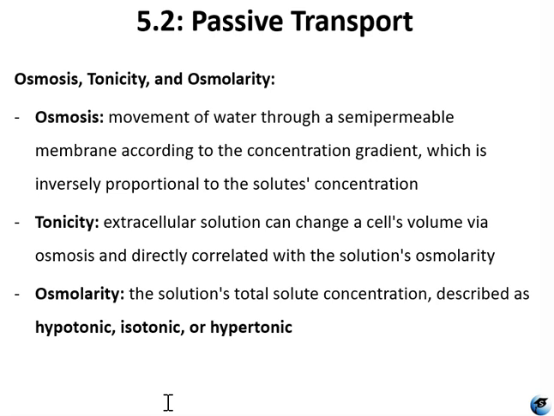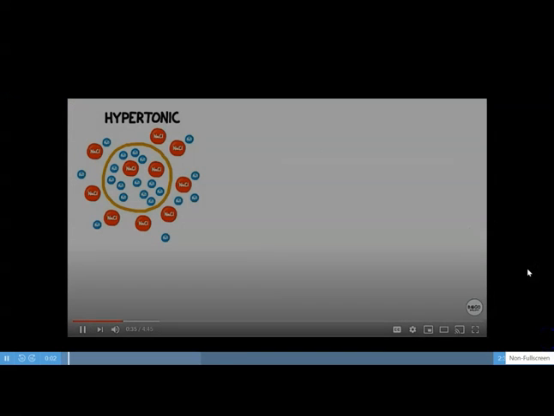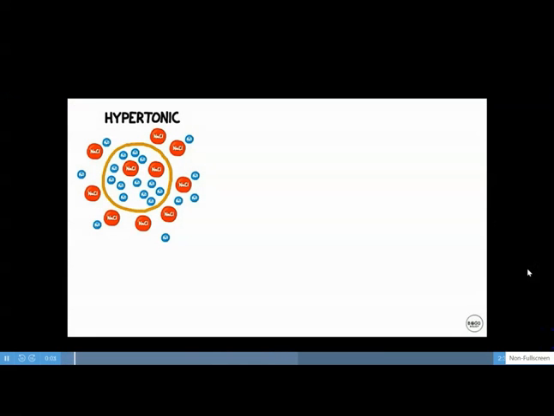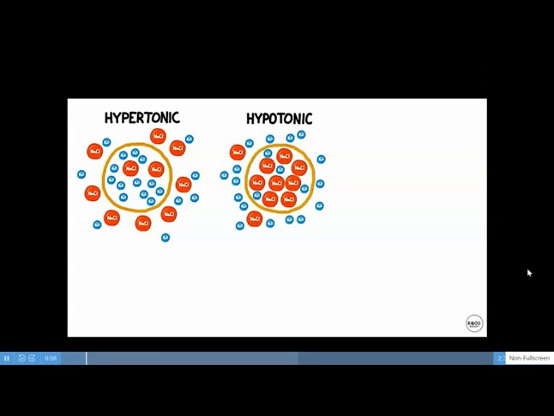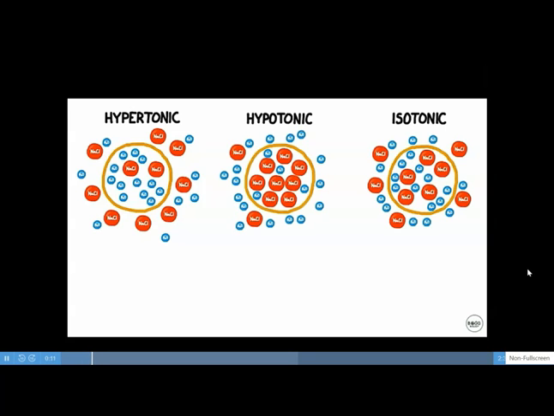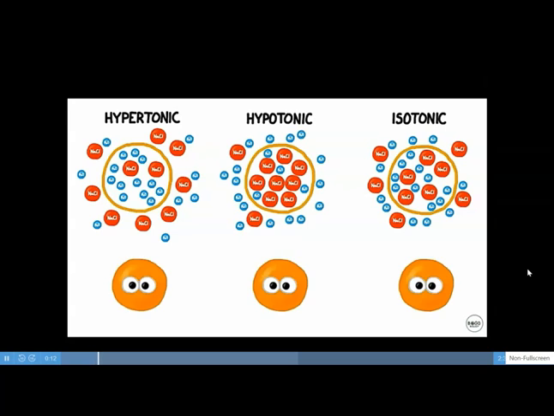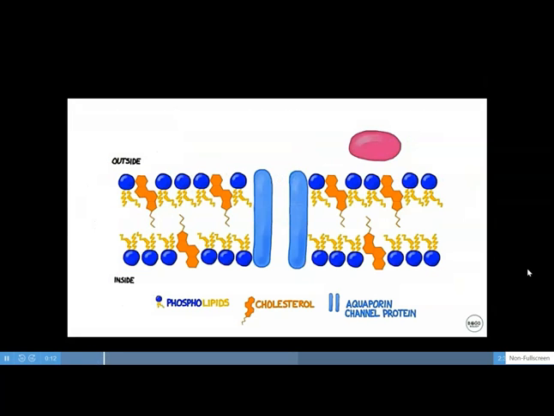I'm going to show you this little clip here that helps to visualize these concepts. We're going to explore what happens when you place a cell in a solution that is much more salty, hypertonic, much more watery, hypotonic, or has an equal salt concentration, isotonic. Remember that cell membranes are selectively permeable. They allow certain particles to pass through, but not others. Usually, larger molecules can't fit through the membrane without special channels.